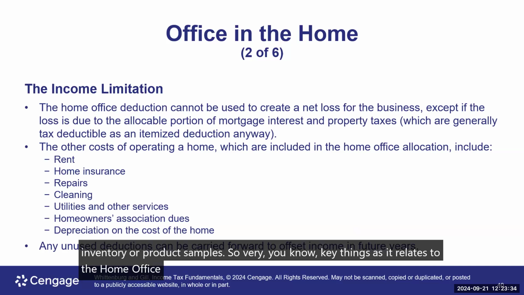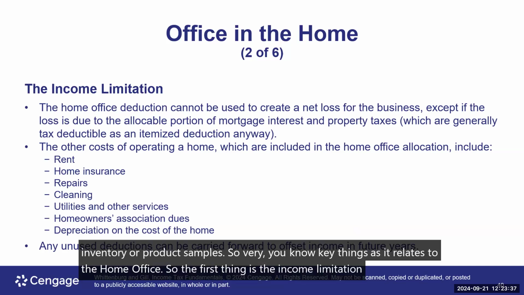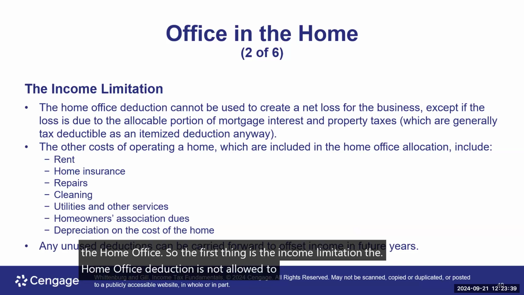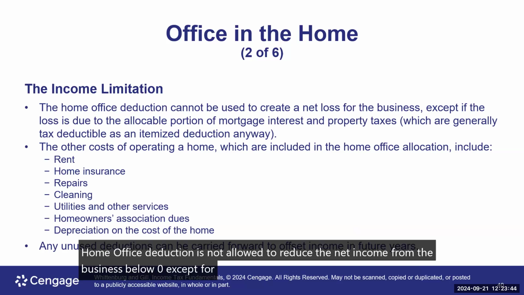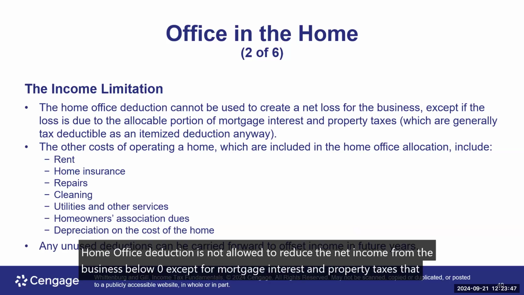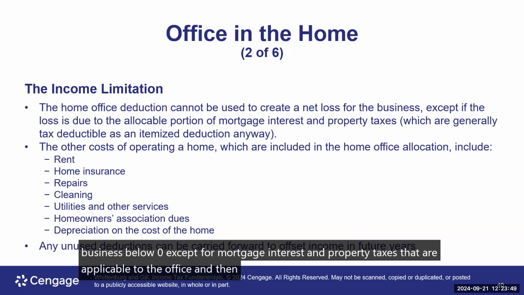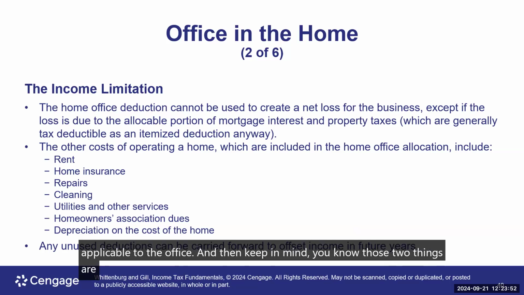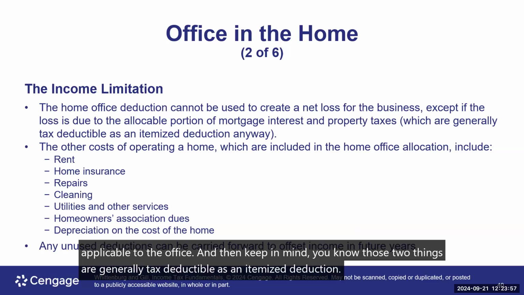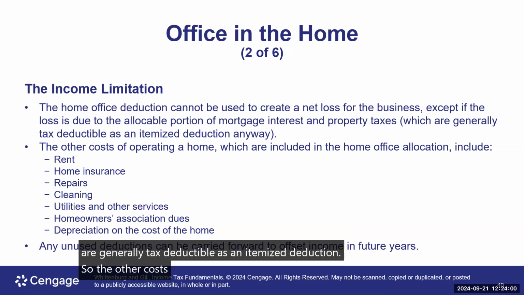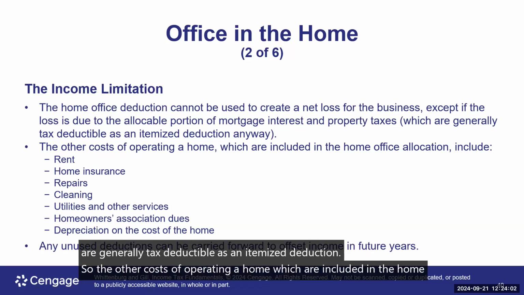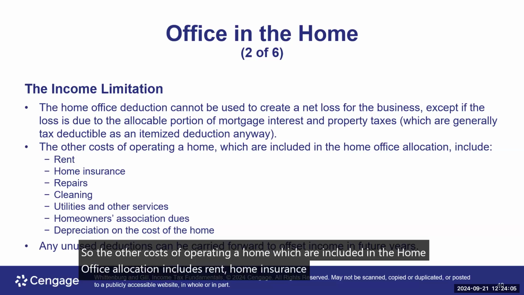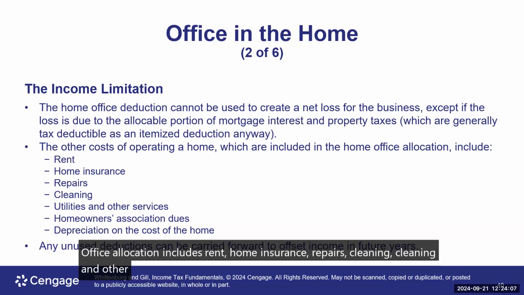So the first thing is the income limitation. The home office deduction is not allowed to reduce the net income from the business below zero, except for mortgage interest and property taxes that are allocable to the office. And then keep in mind, those 2 things are generally tax deductible as an itemized deduction. The other costs of operating a home, which are included in the home office allocation, include rent, home insurance, repairs, cleaning and other services, homeowners association dues, and depreciation on the cost of the home.